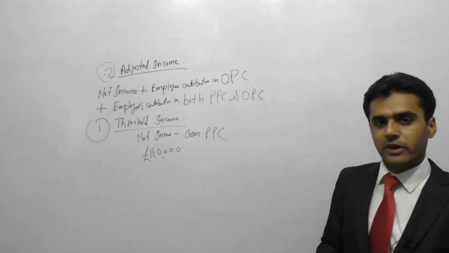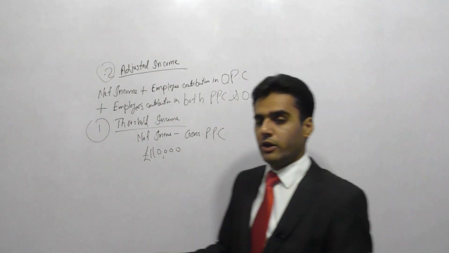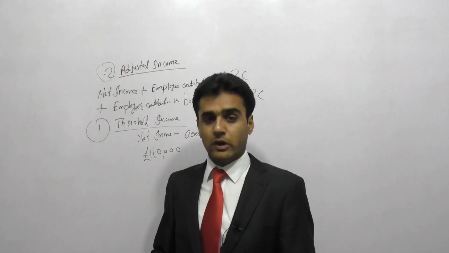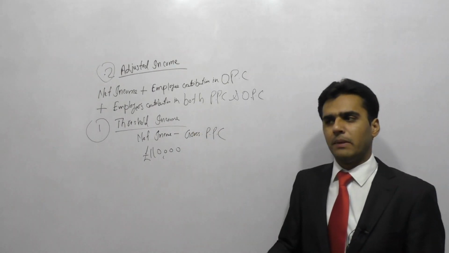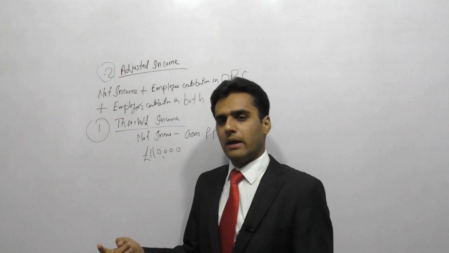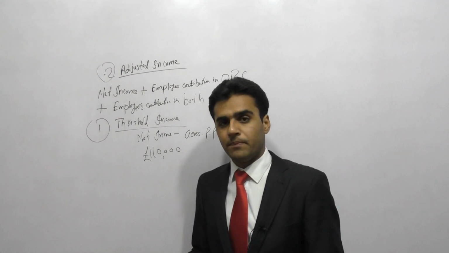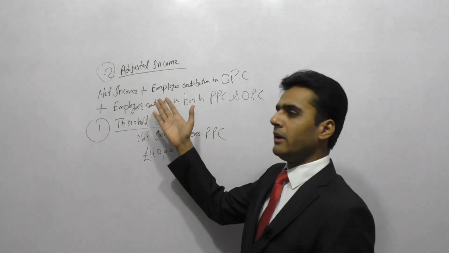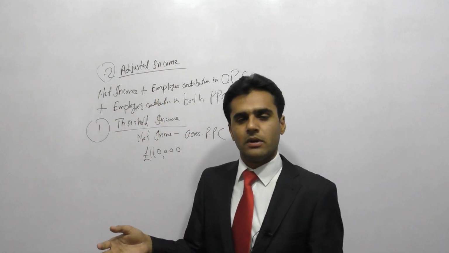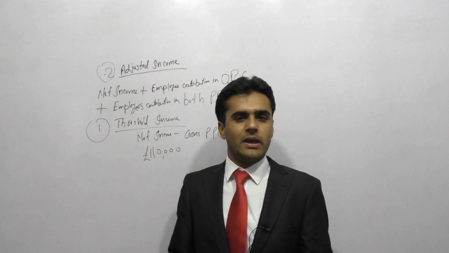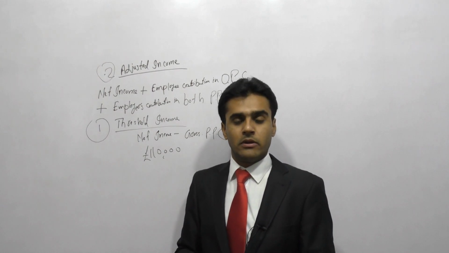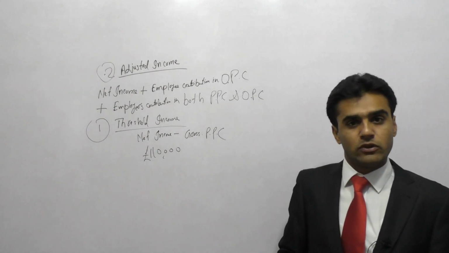Now, we know that the minimum we can reduce our annual allowance to is £10,000. So the minimum we will be eligible for is an annual allowance of £10,000. So if adjusted income is £210,000, then our annual allowance will be £10,000.